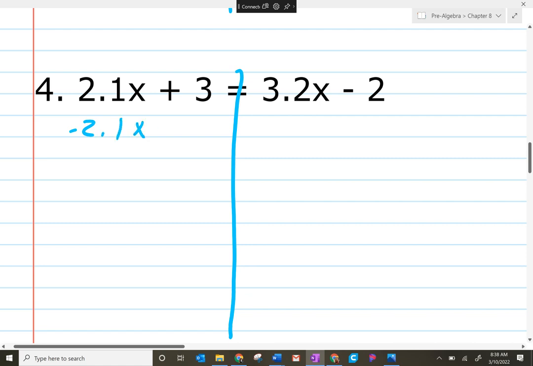Why'd you choose 2.1x? I mean, I'm good with it. It's going to work perfect. Why'd you choose that one? Because that's the one you chose. The reason I would have chosen that one, that's the one I would have done as well, is that it's going to leave this one as a positive value for x. I don't like dealing with negatives.